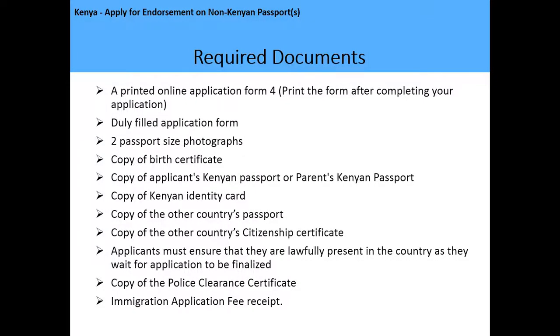The required documents: a printed online application form 4, 2 passport size photographs, a copy of the birth certificate, a copy of the applicant's Kenyan passport or parents' Kenyan passport, a copy of the Kenyan identity card, a copy of the other country's passport, and a copy of the other country's citizenship certificate. The applicant must ensure that they are lawfully present in Kenya as they wait for the application to be finalized if they are making the application from Kenya. You also need a copy of the police clearance certificate and an immigration application fee receipt.